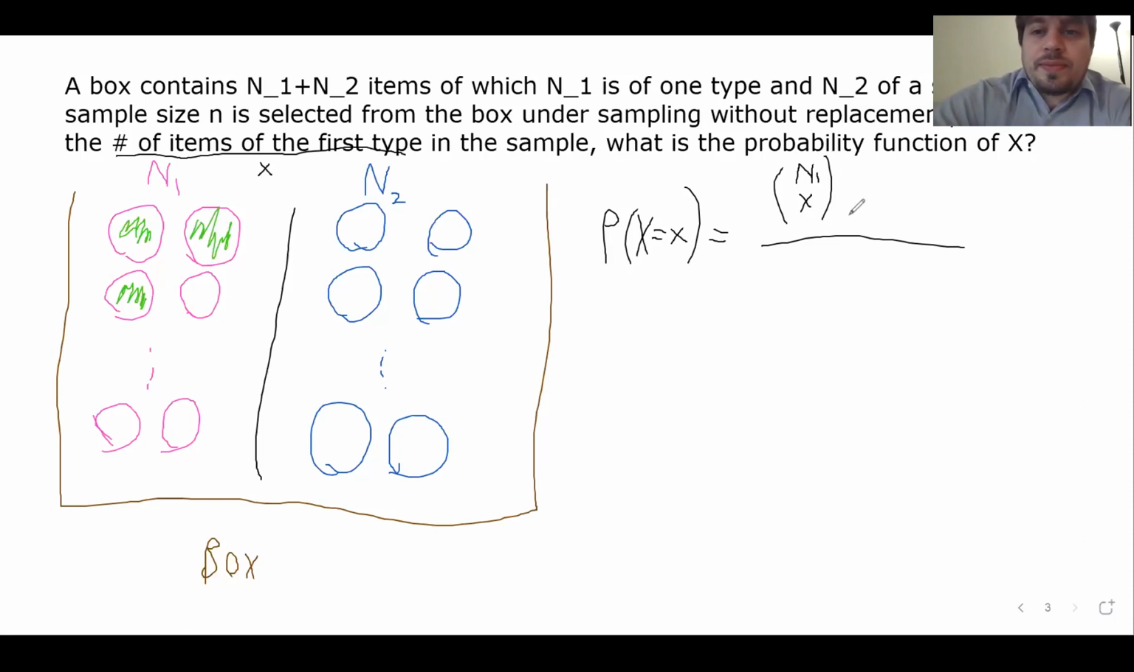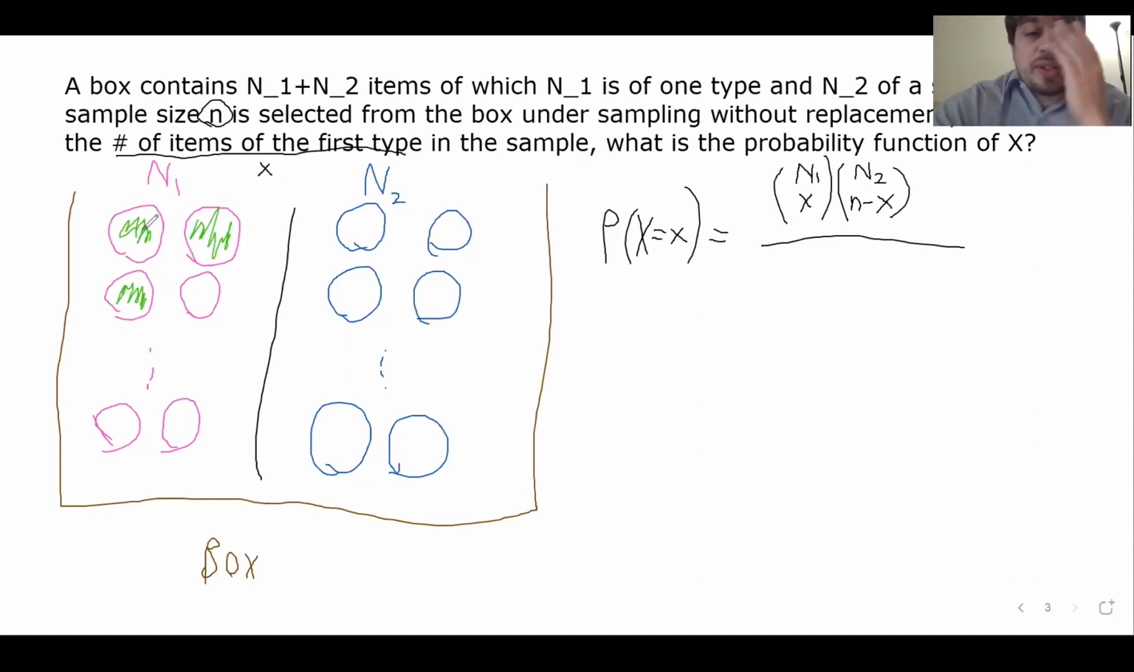Now, if I'm choosing n in total, little n in total, right? Then from N2, saying that I chose little x many of the first type means that I still choose n minus x more items, but they have to be of type 2 because I chose exactly little x of type 1. So choosing n in total and little x many of the first type means that I choose a remainder of n minus x from the second type. Okay, so N1 choose x times N2 choose n minus x.